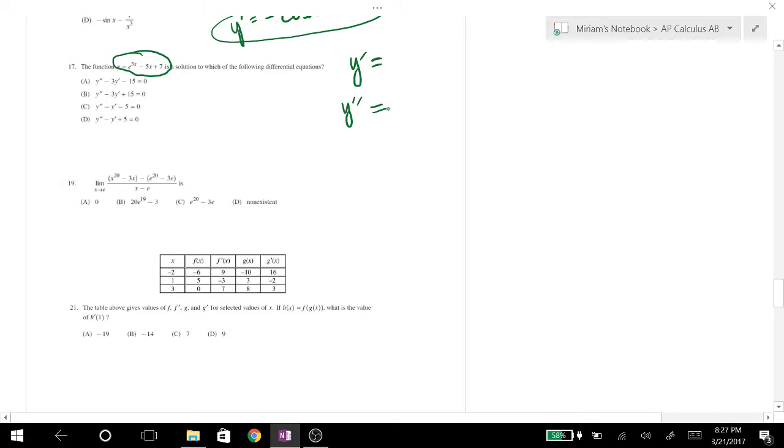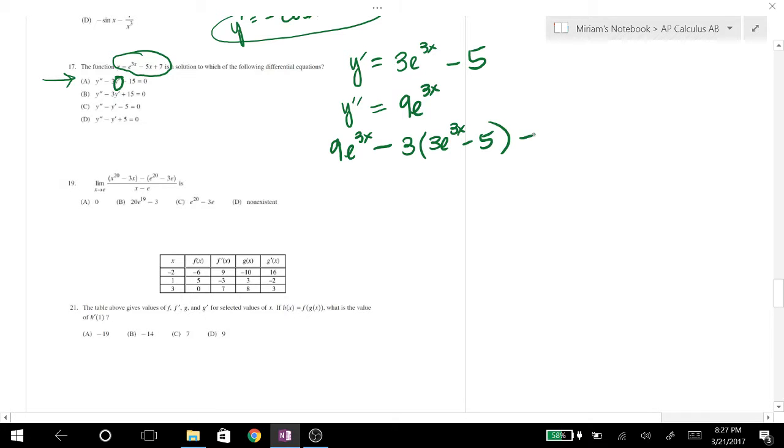So y prime here is going to be 3e to 3x minus 5. Make sure you know where I'm getting that. And y double prime is 9e to 3x. So let's say I'm checking it for A. That means I'm plugging in 9e to the 3x for y double prime, so I'm going to do that. 9e to 3x minus, and I'm plugging in y prime, which is 3e to 3x minus 5, minus 15.